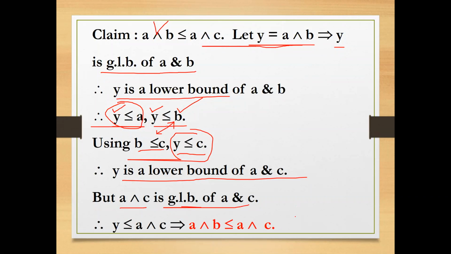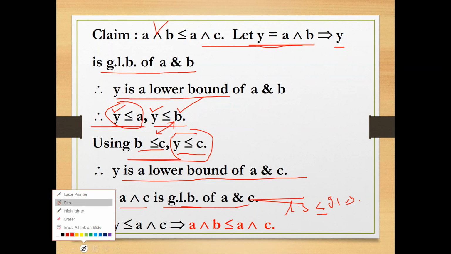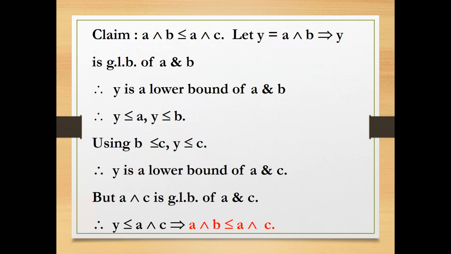So now again we have one element as a lower bound and one element as a greatest lower bound. So which would be greater? Obviously the greatest lower bound. So the lower bound is Y and the greatest lower bound is A meet C, and the value of Y was A meet B. So A meet B is less than or equal to A meet C. This is the proof of the isotonicity property.